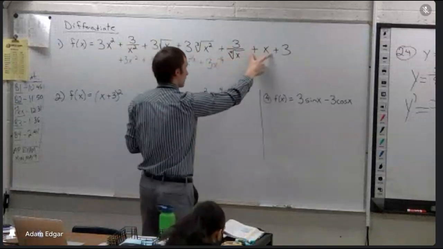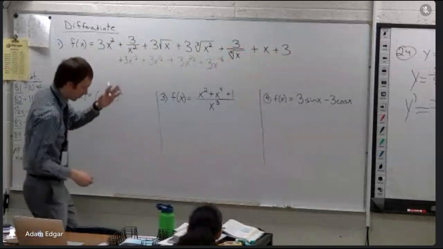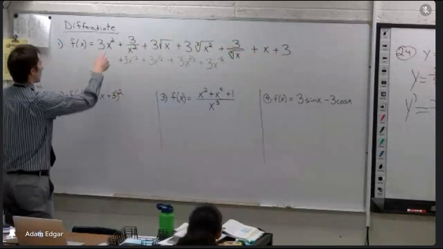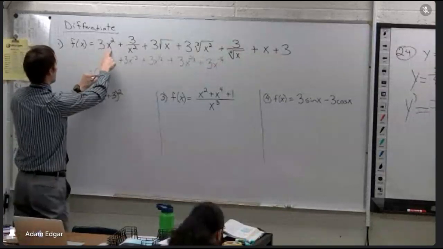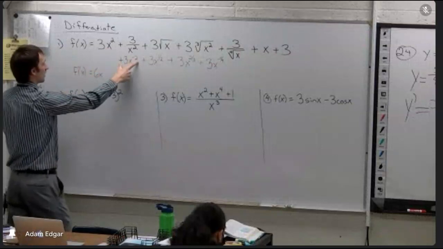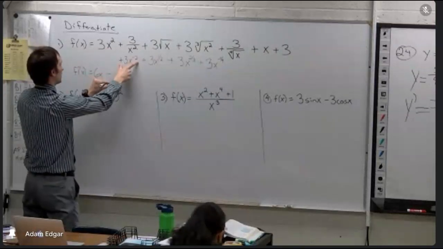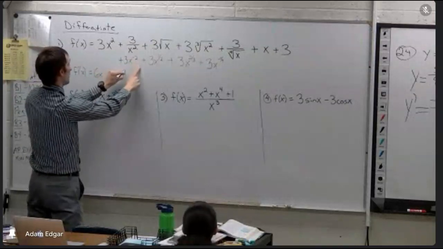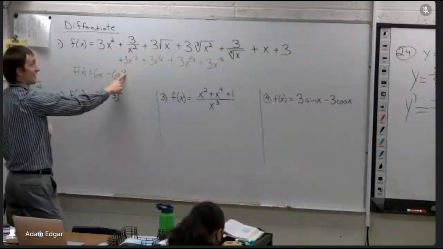This is cool, this is cool. Now you can go through and differentiate each term. What's the derivative of your first term? 6x. We have f prime of x now equals 6x. This guy becomes negative 6x to the negative third, because negative 2 minus 1 is negative 3, not negative 1.